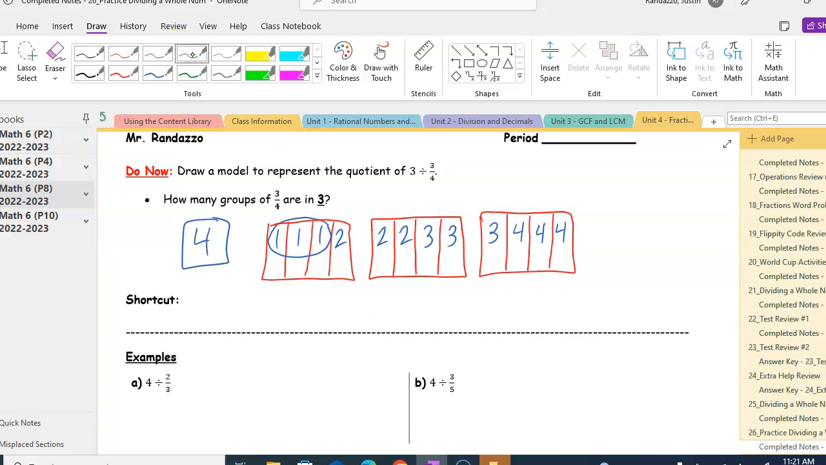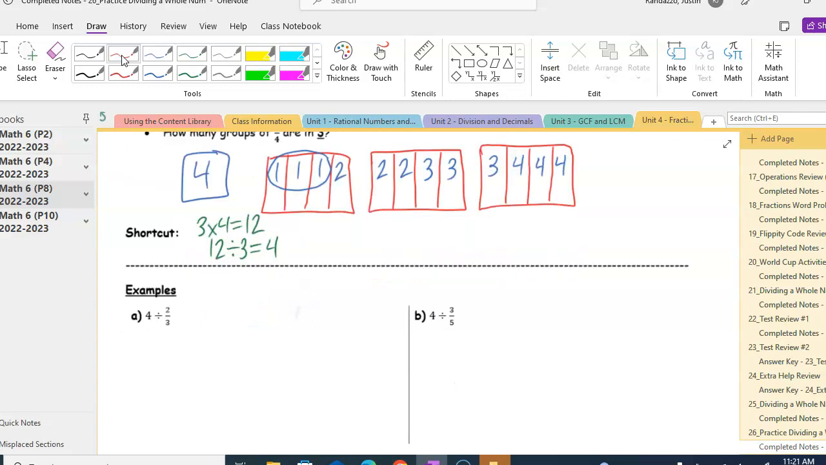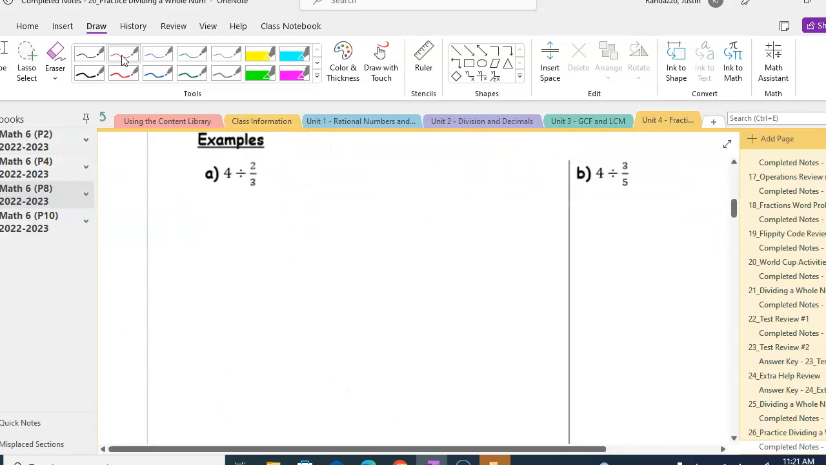And you may remember the multiplication shortcut. We can multiply the whole number by the denominator. So 3 times 4 gives us 12. And then when we divide that by the numerator, we'll get that same answer of 4. We're going to run through 2 more examples and then 1 word problem, and that'll wrap up this first page. The next problem for A, it just says 4 divided by 2/3.